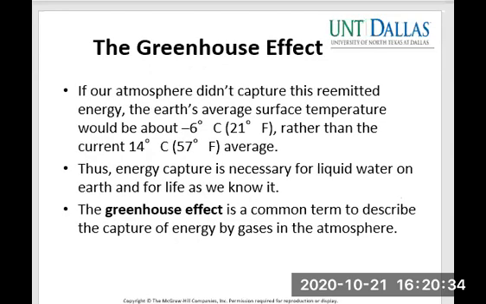Talking about the greenhouse effect, it is something like the glass of a greenhouse. The atmosphere transmits sunlight, but it traps some heat inside. Also like a greenhouse, the atmosphere lets that energy dissipate gradually to space. If our atmosphere didn't capture this re-emitted energy, the Earth's average surface temperature would be about minus 6 degrees centigrade rather than the current 14 degrees. Thus, energy capture is necessary for liquid water on Earth and for life.